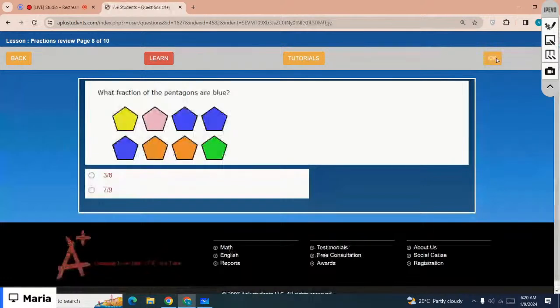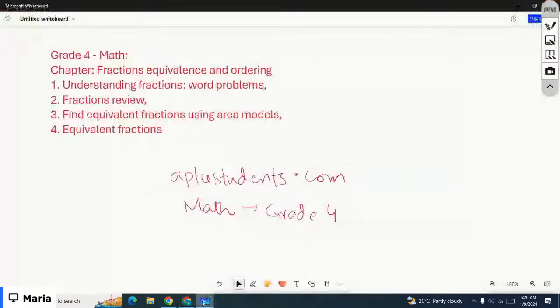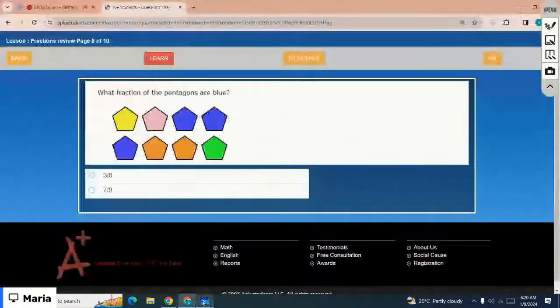The chapter we're working on is fractions, equivalence, and order. The lesson we're working on is fractions review. Okay, what fraction of the octagons are blue? Which is the correct option? Which is the correct option? Yes, that is 3 out of 8. The correct option is 3 out of 8. Okay.